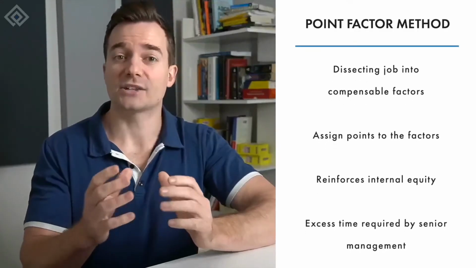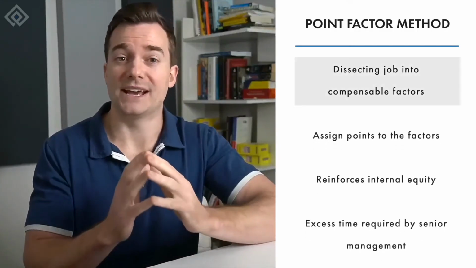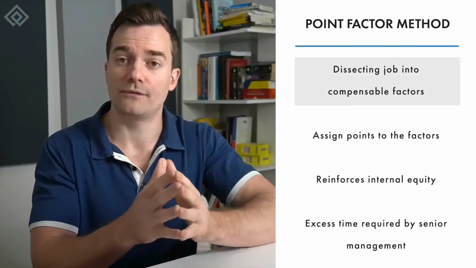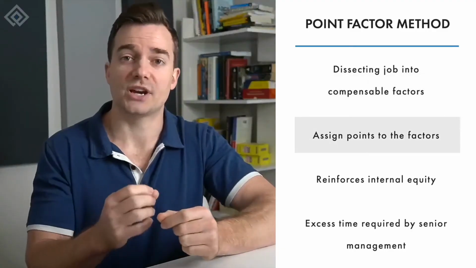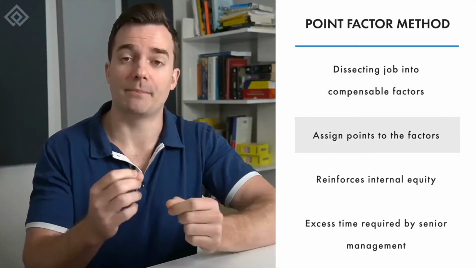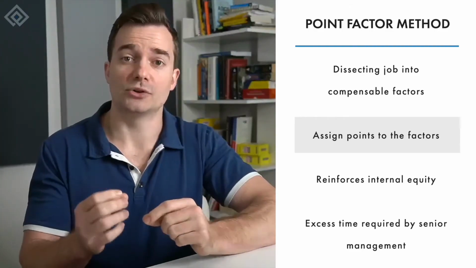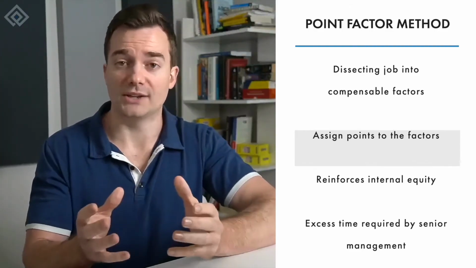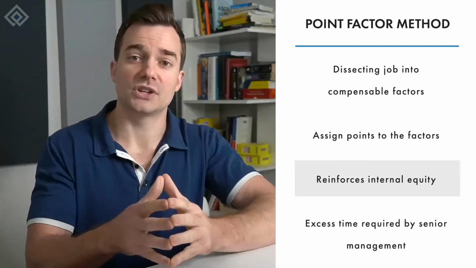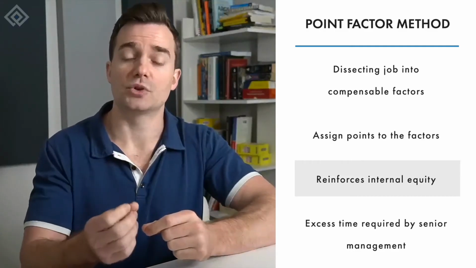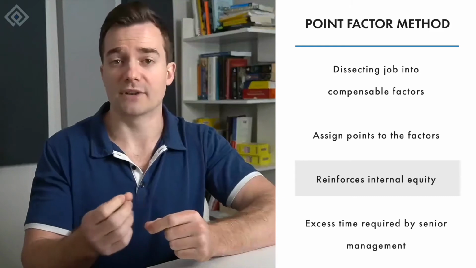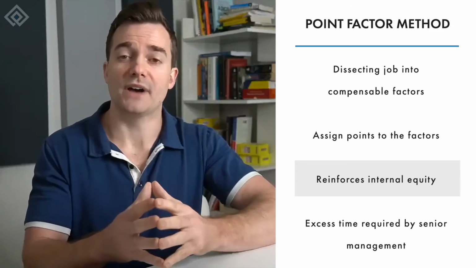Let's start with the point factor method. The point factor method analyzes jobs by dissecting them into compensable factors. HR experts assign points to the factors and decide on a pay structure for the position. Statistically, this method is the most commonly used one in Europe and the US. The method also reinforces internal equity by forcing a company to quantify total points for every employee, and this helps determine the value of each.